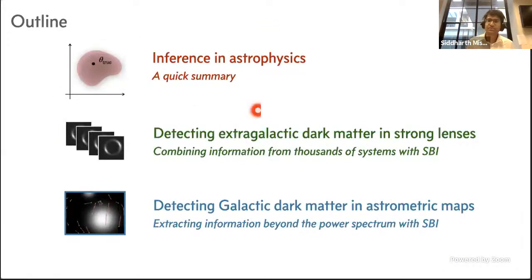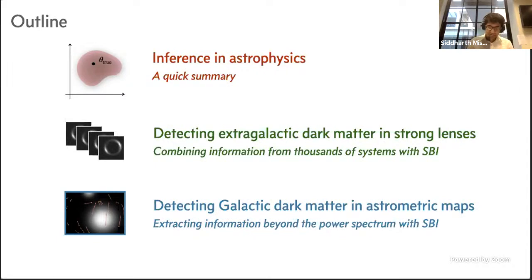So here's a brief outline of my talk. I'll start with a quick summary of inference in astrophysics. This will be more just how I see it to motivate the rest of the talk rather than something comprehensive. And then I'll move on to two separate projects, which hopefully I'll have time to talk about. The first one on looking for dark matter subhalos in other galaxies using strong lensing. And something I'll try and show is how you can combine information from thousands of different strong lensing systems to build up a coherent model of what's going on.